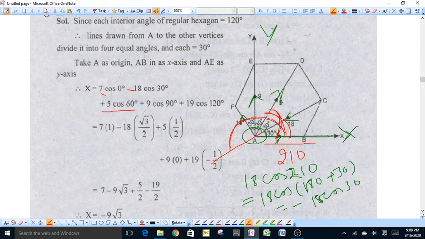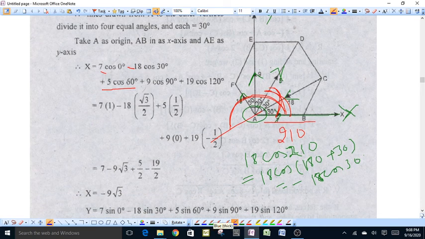The x component of the force along AE, which is equal to 9 kilogram weight, is equal to 9 cos 90, because AE makes an angle 90 with the positive direction of the x-axis. The force acting along AF, which is equal to 19 kilogram weight, makes an angle 120 with the positive direction of the x-axis. This means the x component of this force is equal to 19 cos 120.